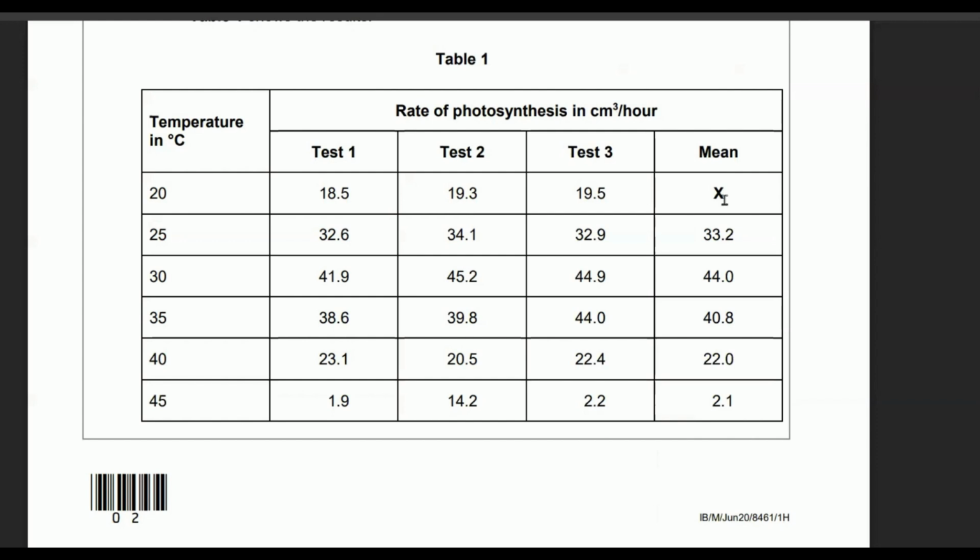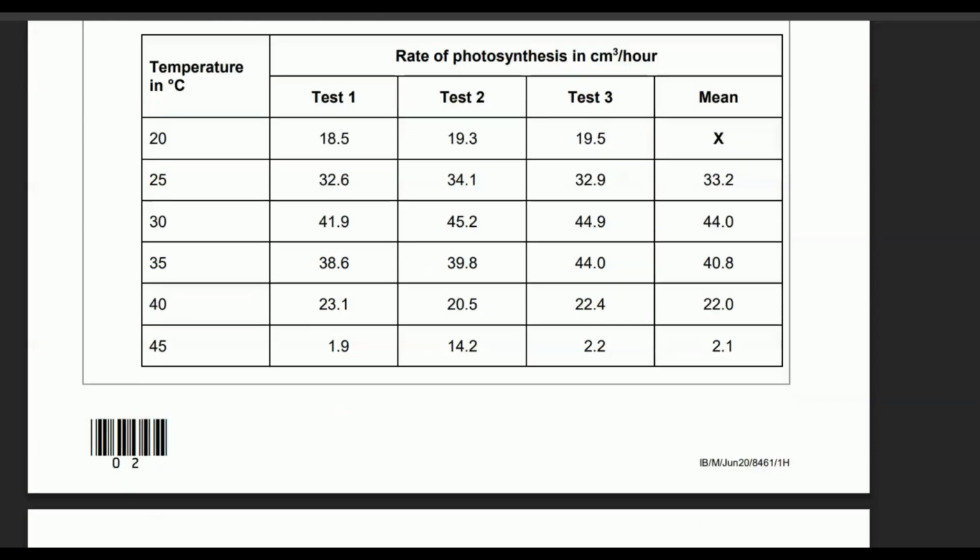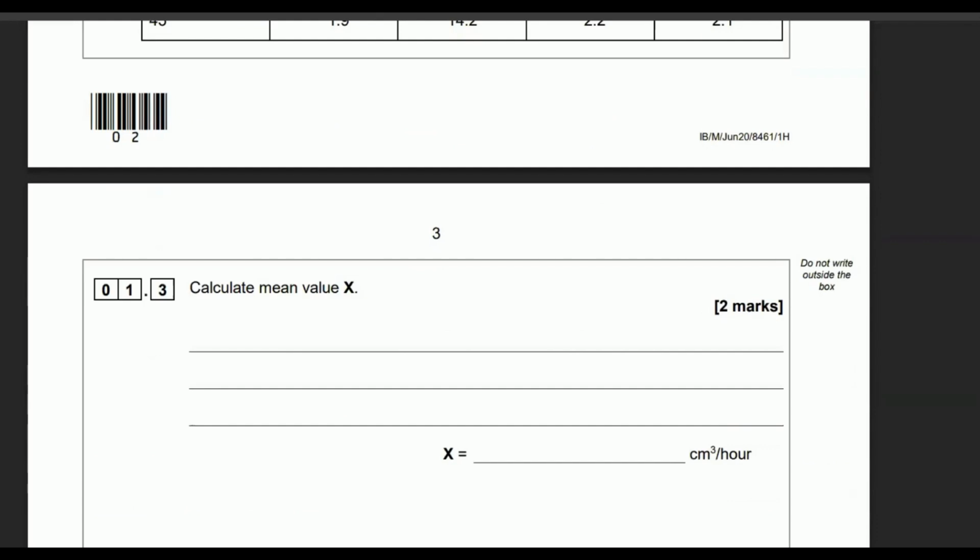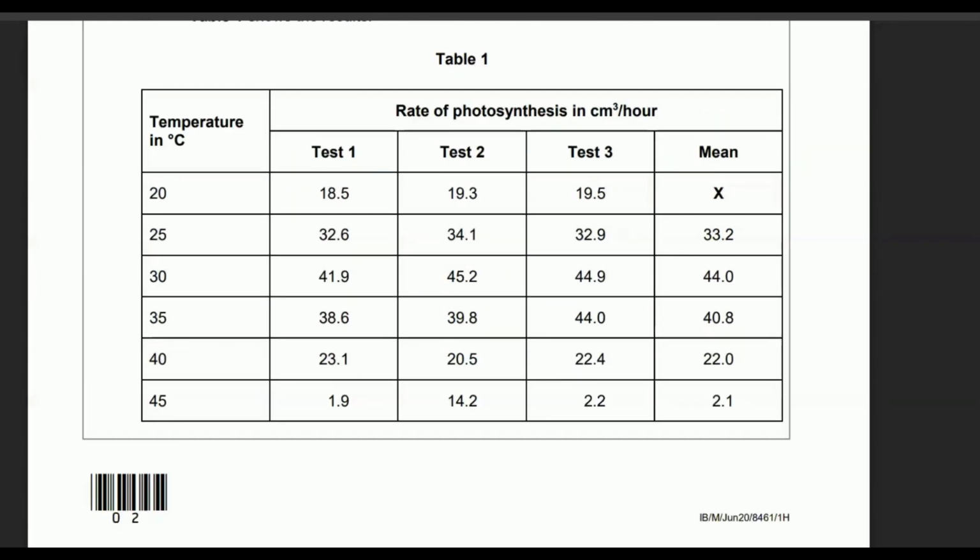Obviously, they've put an X here. You can guess what they're going to ask us. They will ask us to calculate that mean. Let's go. Calculate the mean X, 2 marks. You couldn't get much easier than that, could you? So what do we want to do? When you calculate the mean, add up all the individual repeats, divide by the total number of repeats.